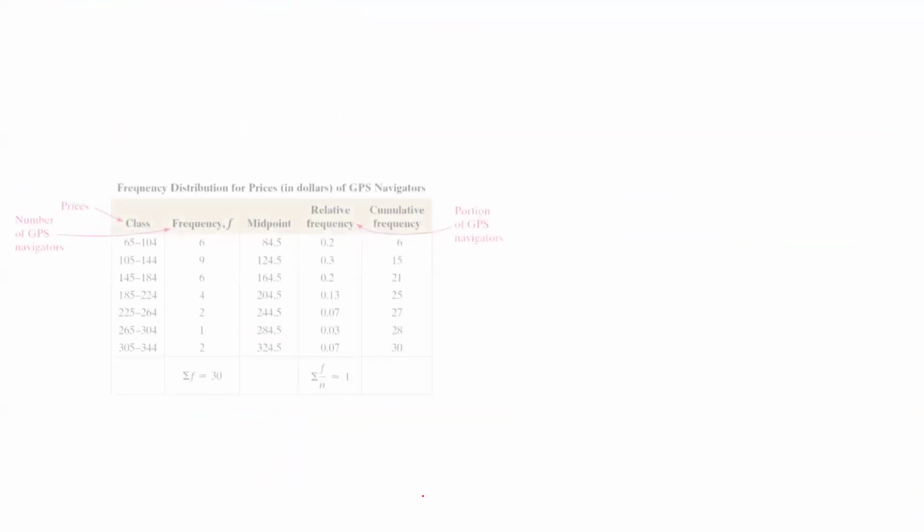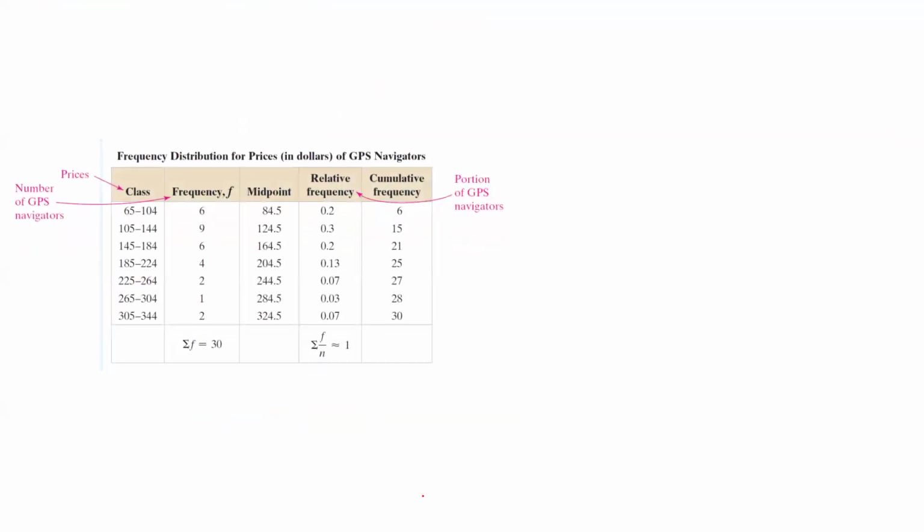Take a look at a table that has all of this information here. This is the frequency table. It has the classes. It has the frequency for each class, the midpoint or representative for each class, the relative frequency for each class, and the cumulative frequency for each class.